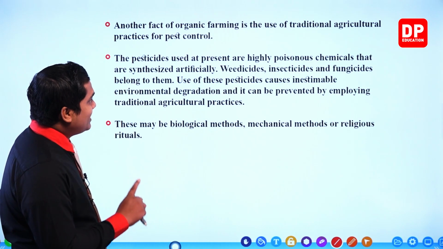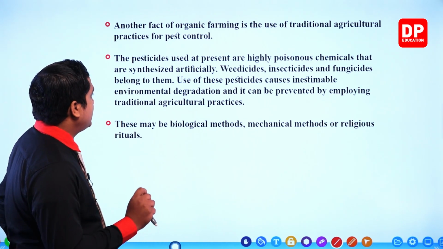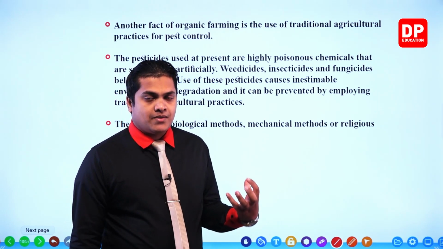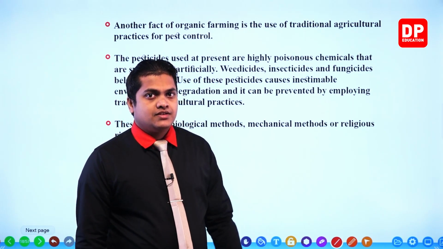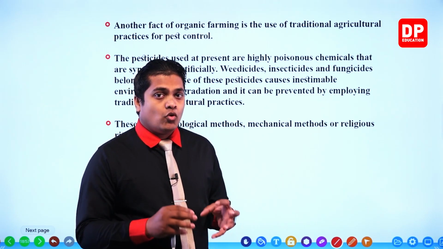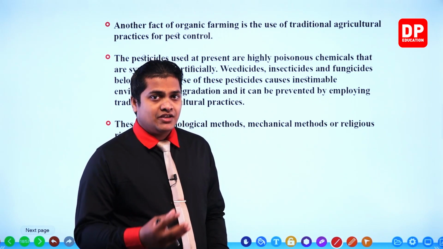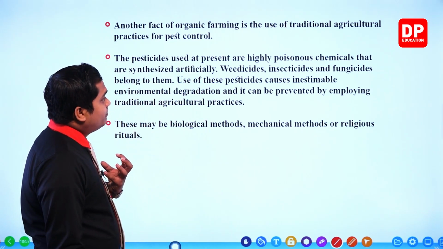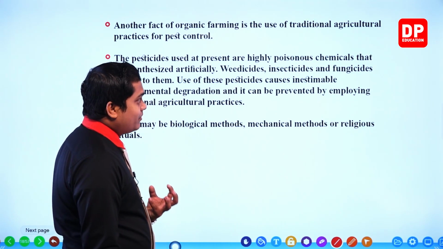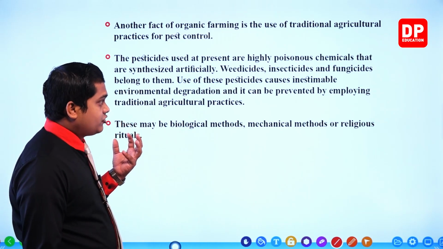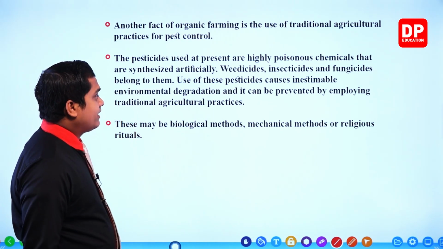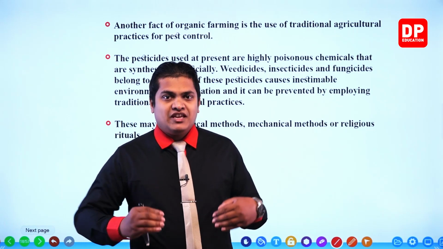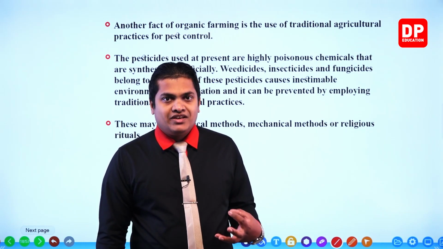Right, so the pesticides used at present are highly poisonous chemicals that are synthesized artificially. So what is the meaning of that? The things that we use, not only chemical fertilizers but these pesticides, weedicides and fungicides, all of these things are synthetically made, chemically produced. So these contain different poisonous substances. So when adding these poisonous substances, it will cause inestimable environmental degradation, and it can be prevented by employing traditional agricultural practices. So my dear children, in the earlier times we didn't have any of these chemicals. However, we did the farming. We did the agricultural purposes.